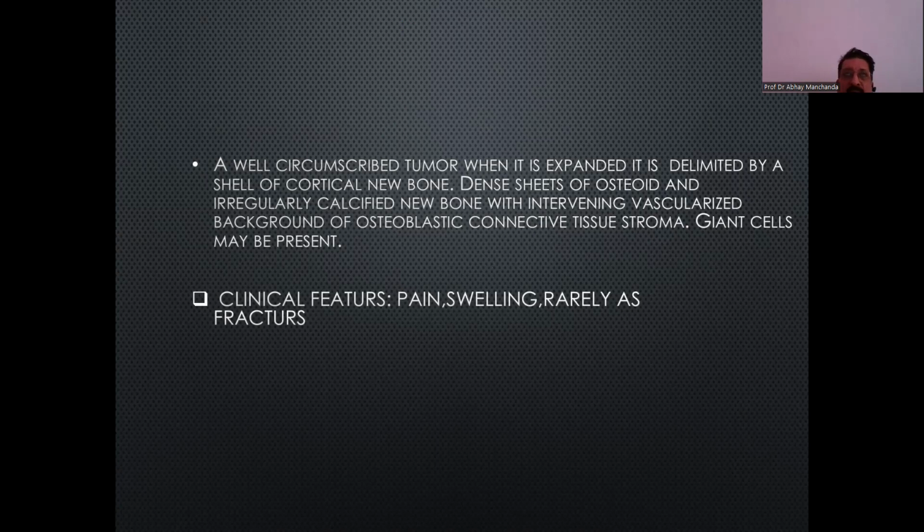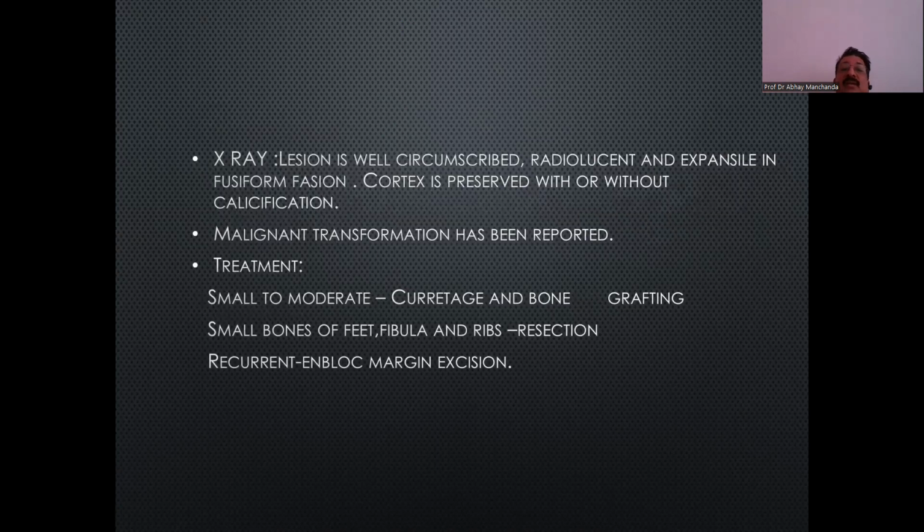Again, the typical classical features of a benign tumor are pain and swelling, but the pain is not as much. On X-ray, you will find the lesion is well circumscribed, radiolucent, and expansile in fusiform fashion. Cortex is preserved with or without calcification. Malignant transformation has been reported.